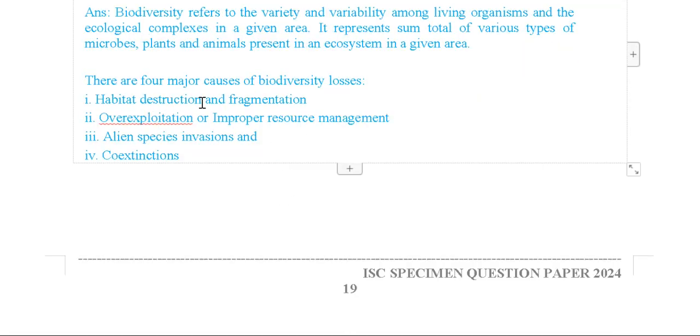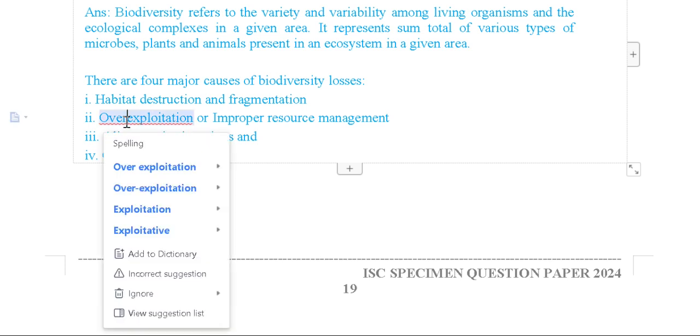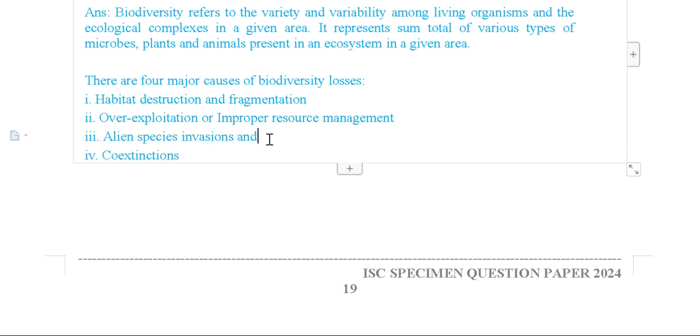So number one is habitat destruction and fragmentation. Second cause, overexploitation or improper resource management. Third, alien species invasions. And fourth, coextinctions. So there are four major causes of biodiversity loss: habitat destruction and fragmentation, overexploitation or improper resource management, alien species invasions, and co-extinctions.